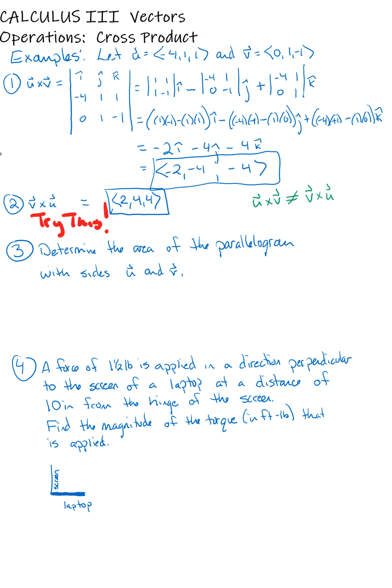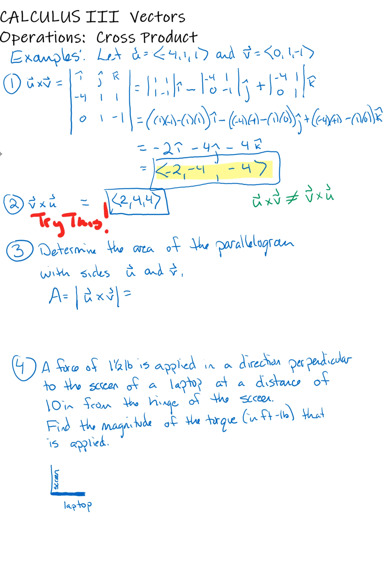All right, on to the next one. Let's determine the area of the parallelogram with sides of U and V. To find the area of a parallelogram, if we have these two vectors as its sides, we're simply going to take the magnitude of U crossed with V.